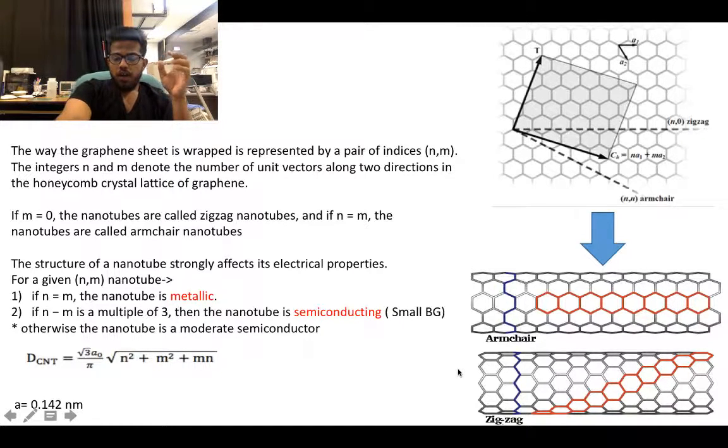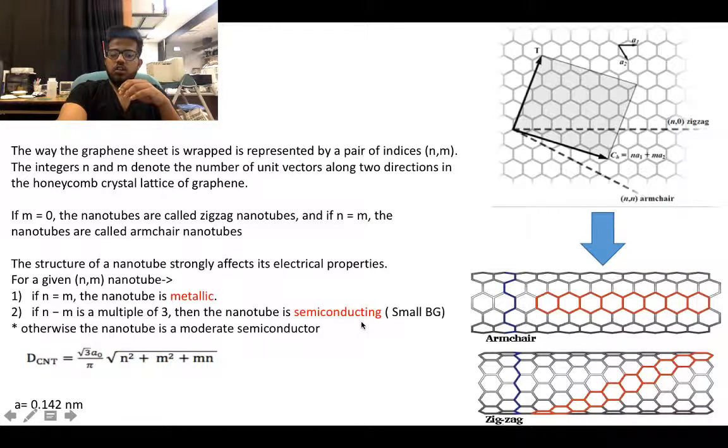Now, if you have the value where n equals m, then the carbon nanotube you end up with is metallic in nature. But if you have a condition where n minus m is a multiple of 3, then the carbon nanotube you get is a semiconductor.